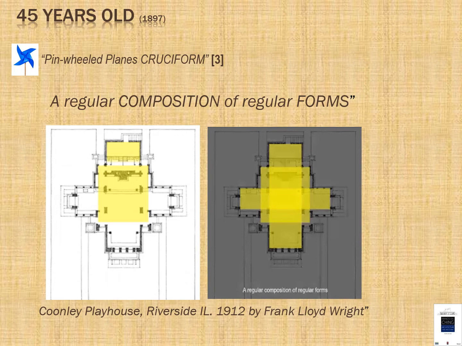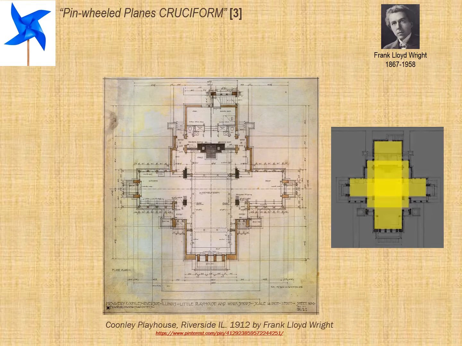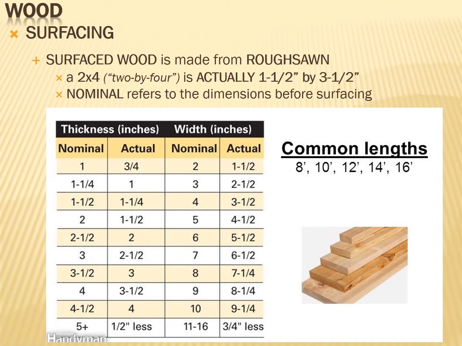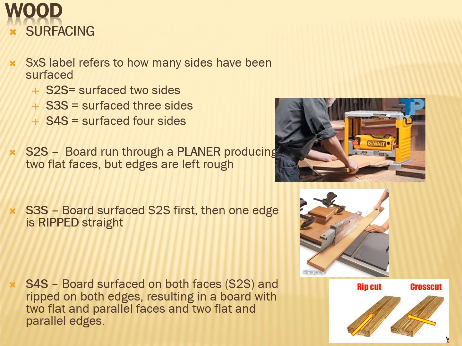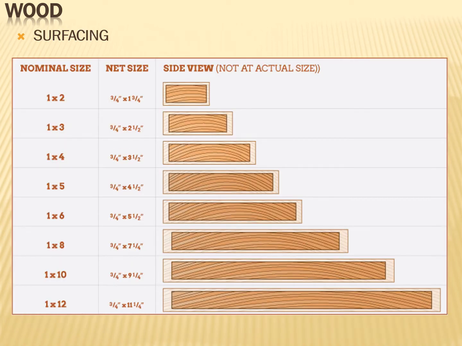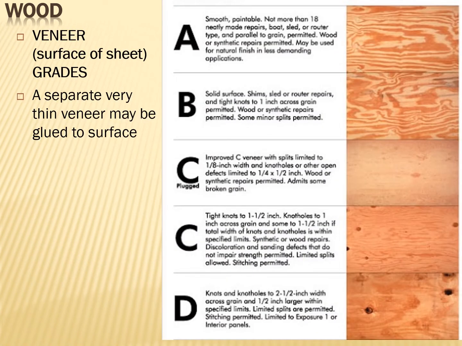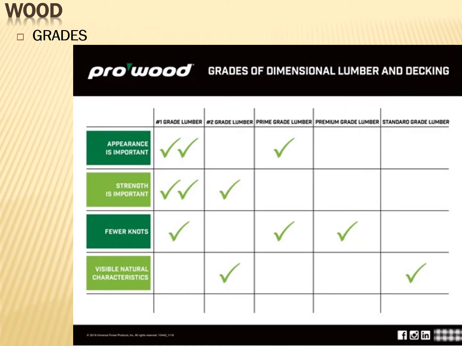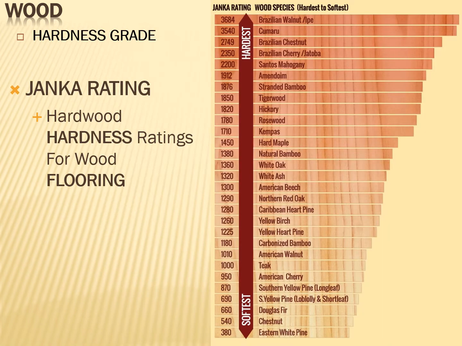Regular composition of regular forms. Pinwheel. Cruciform. Now into some materials. If you're going to make fine craftsmanship, you should understand your wood. And so the surfacing of wood, rough sawn versus surfaced wood, and the designations of them, the dimensions, the grades, the quality, relative qualities, hardness grade for flooring, and walk on it.